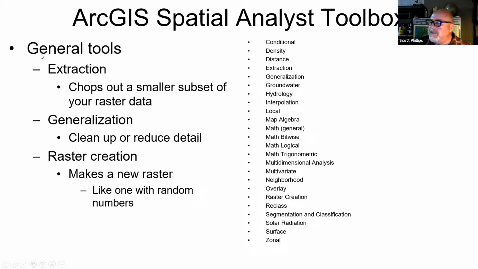There are some general tools like extraction, generalization, and raster creation. For extraction, extract by mask is a tool that lets you take a vector polygon and then extract out a raster layer from that polygon. You could also clip it by a certain rectangular shape. With generalization, you can clean up or reduce detail in a raster, make it less noisy, smooth out the data. And with raster creation, you can make a new raster that's all ones or random values.